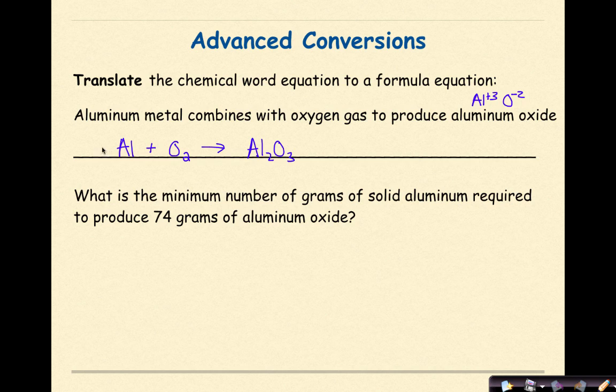I could throw a 2 in front of the Al, but I need to deal with these oxygens. I have 2 oxygens on the reactant side, 3 oxygens on the product side. I've got to balance those, so I'm going to put a 3 here to get 6, a 2 here. 2 times 3 gives me 6. 2 times 2 gives me 4, so I need to put a 4 in front of there. All right, I've got a balanced equation.